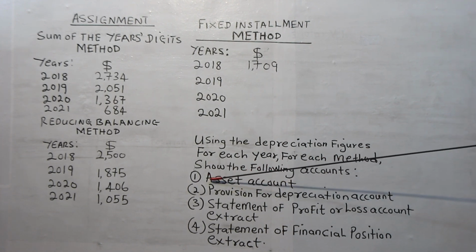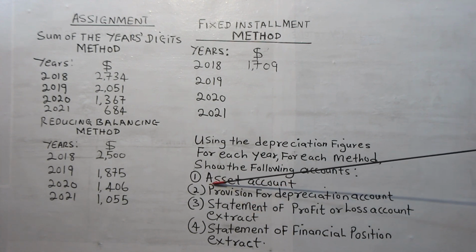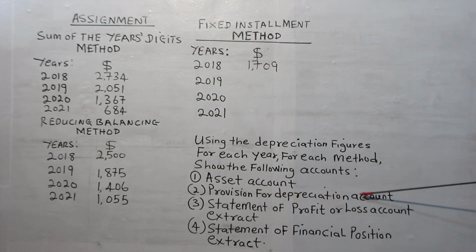Then the question reads, using the depreciation figure for each year, for each method, show the following accounts. 1. Asset account. 2. Provision for depreciation account. 3. Statement of profit or loss account extract. 4. Statement of financial position extract.